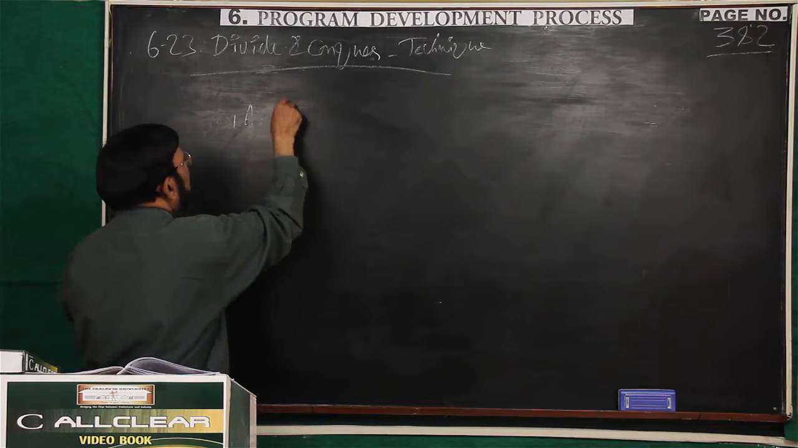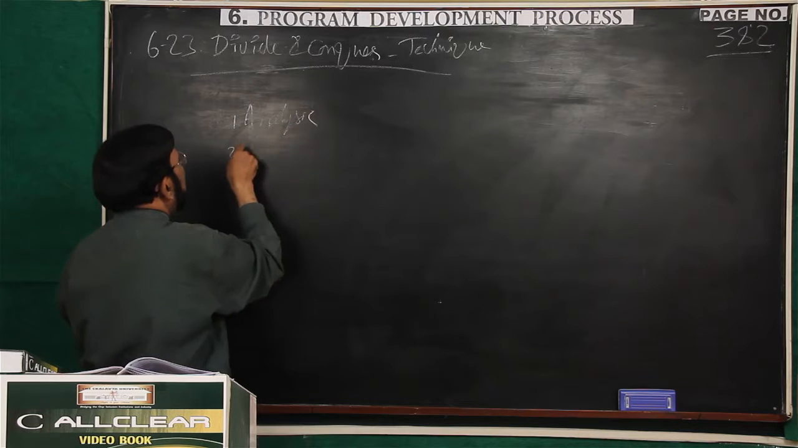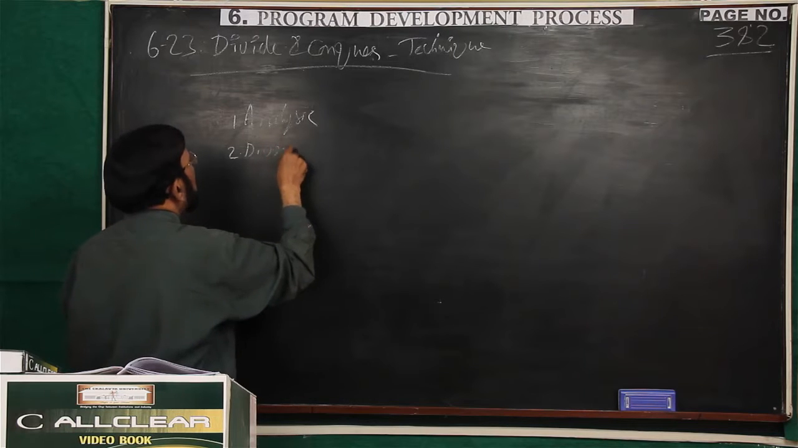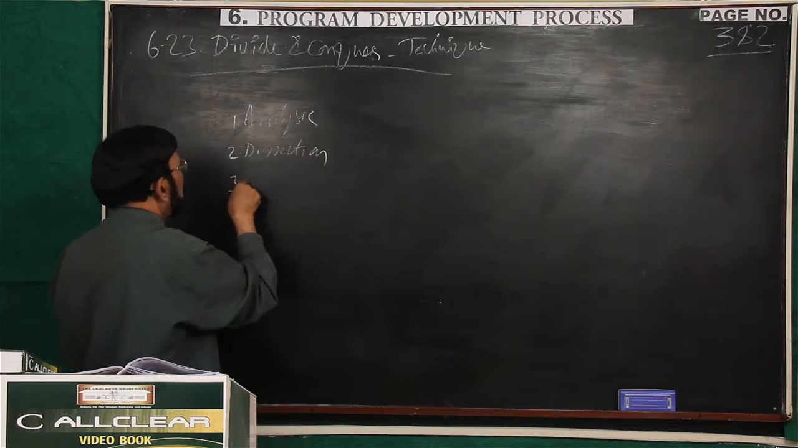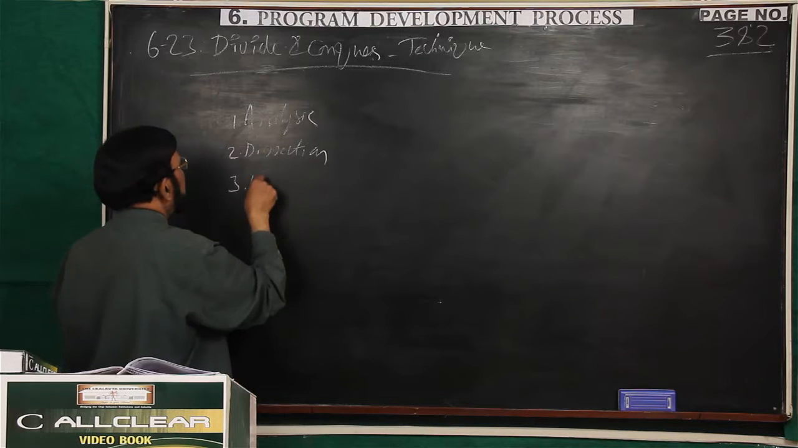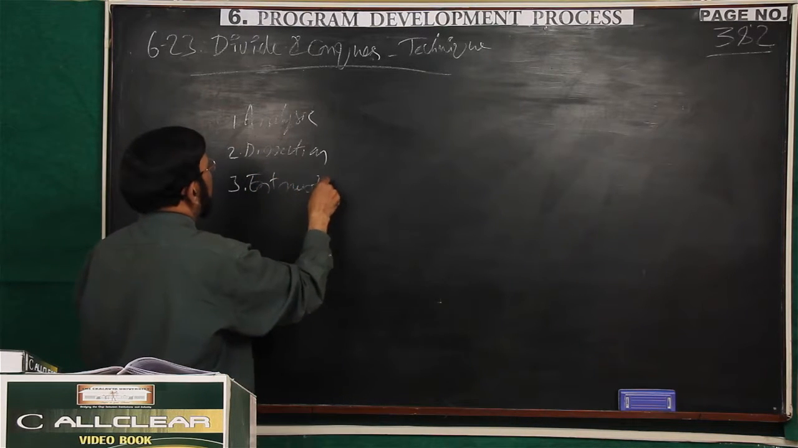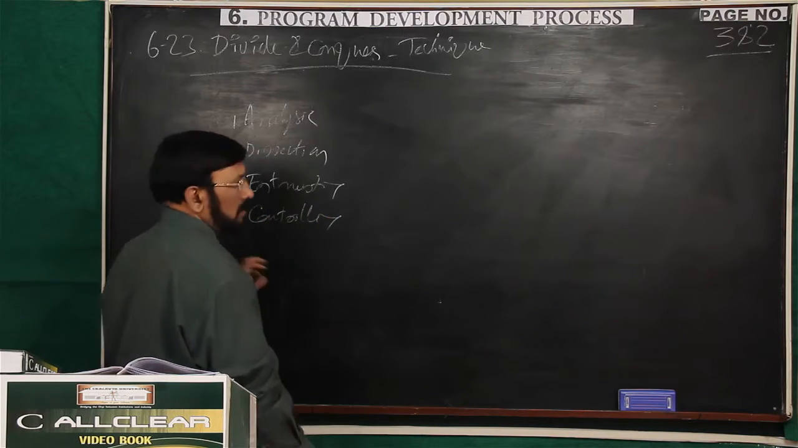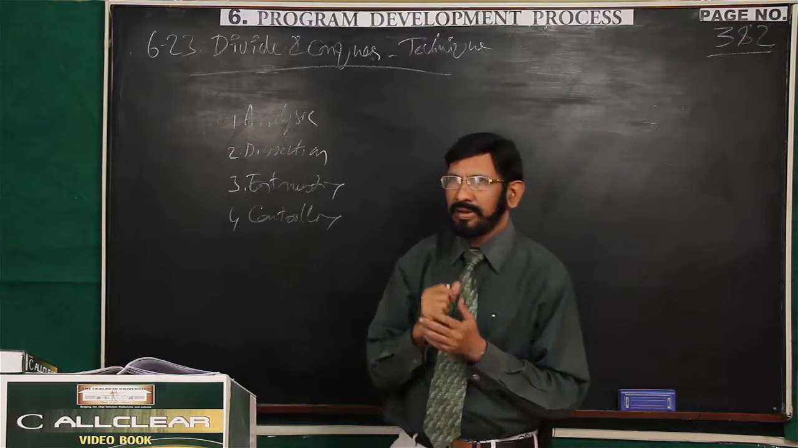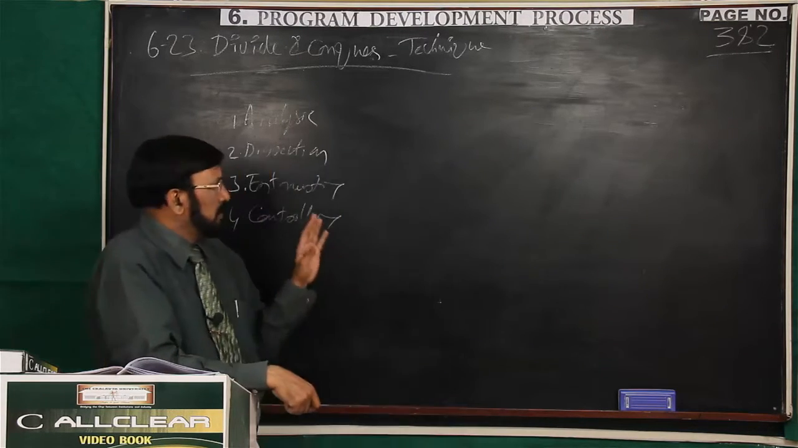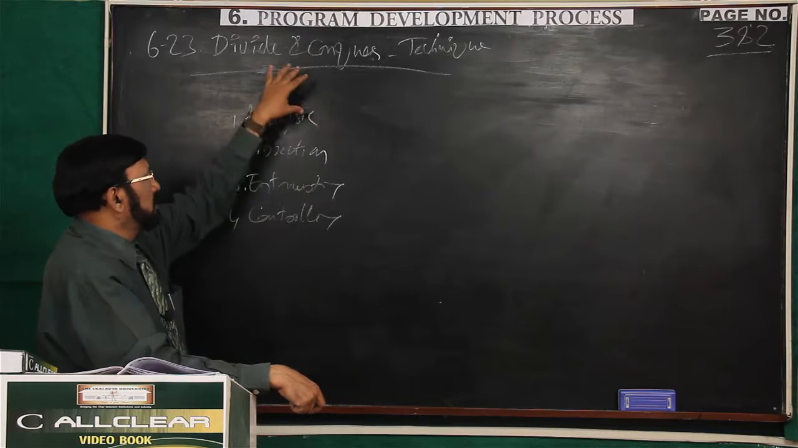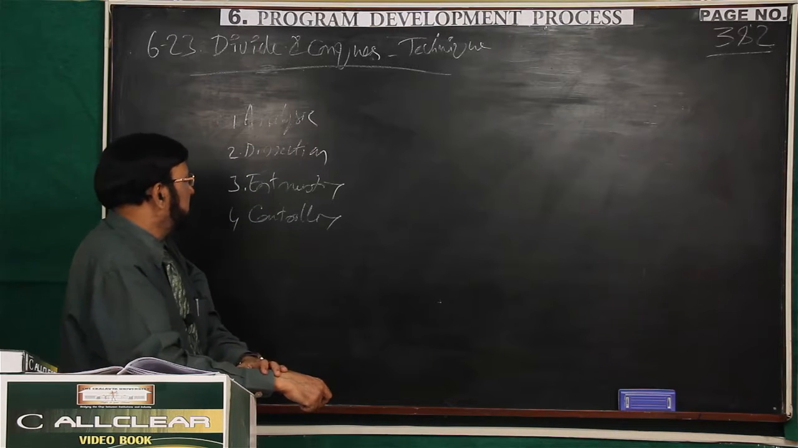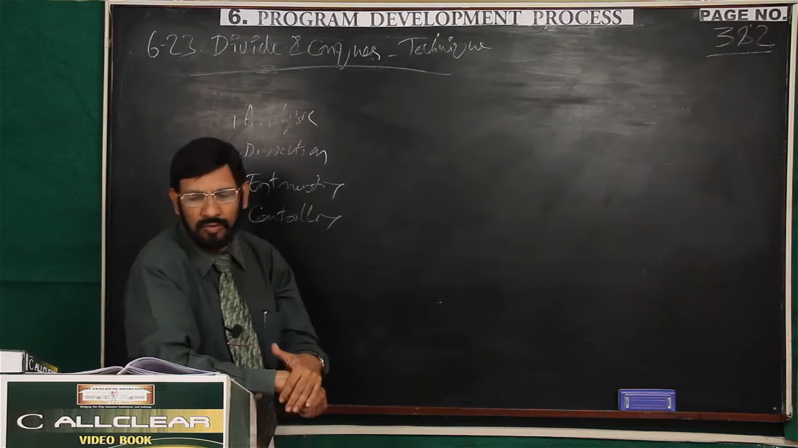First one is analysis. Second one is dissection. Third one is construction, which I called interesting earlier. Fourth one is controlling. Actually, in a divide and conquer technique, we implement 4 steps. First one is analysis, second one is dissection, third one is construction, and the fourth one is controlling.